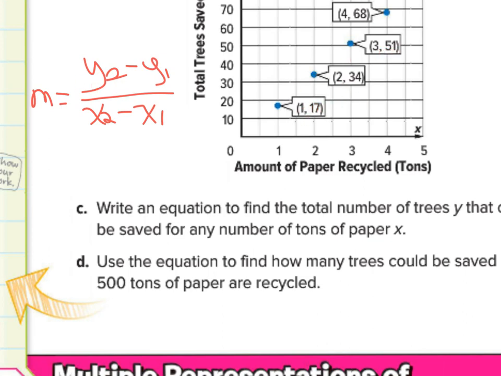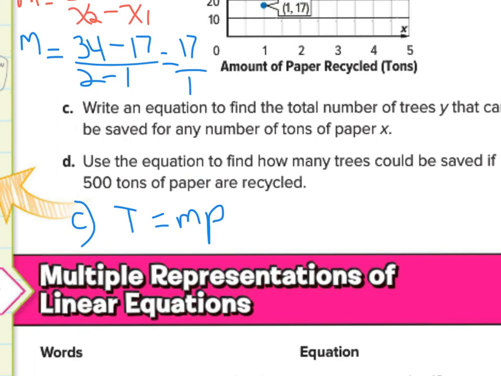So now I'm going to replace my variables, this being my y2, my y1, my x2, and my x1. I'm going to replace them right here. So now I have 34 minus 17, and we know that's 17, and below we have 1. So our slope is simply 17 over 1, right? Now, we have to come up with an equation where we're going to say that our total number of trees, right?